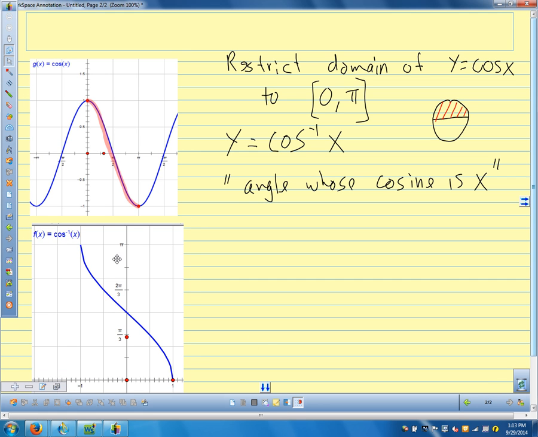I get an angle between 0 and pi. So our inverse trig functions are always angles. What we get out of an inverse trig function is an angle. And we're going to do the same thing for tangent x.